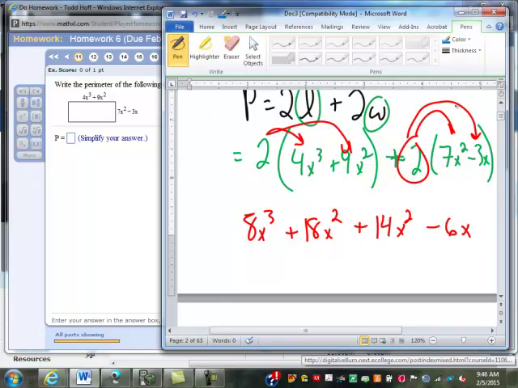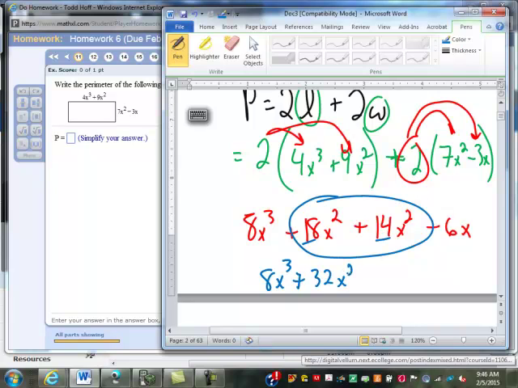Once you get to this point, you have to ask yourself if there's anything that can be combined. And to combine, they have to have exactly the same name. They're all x's, but they're different powers. But there are 2 that have the same power. The x squared is good. So the 8x to the third is going to stay the same. There's nothing that combines with that. But 18 and 14 make a positive 32x squared. And negative 6x.